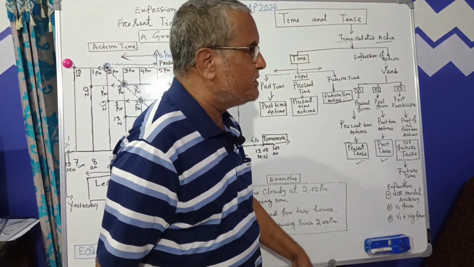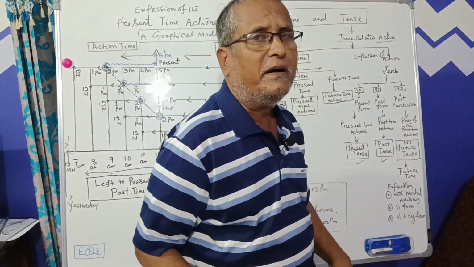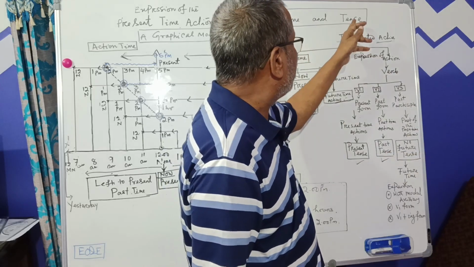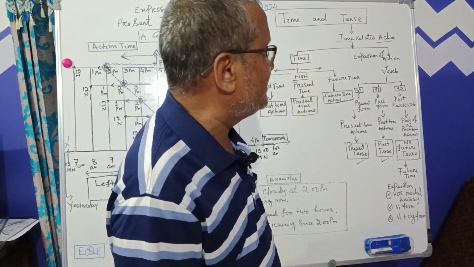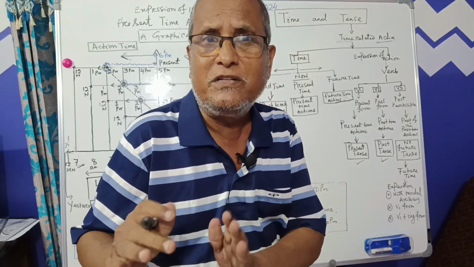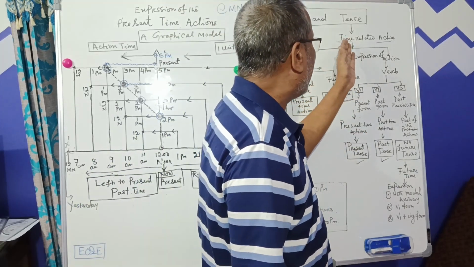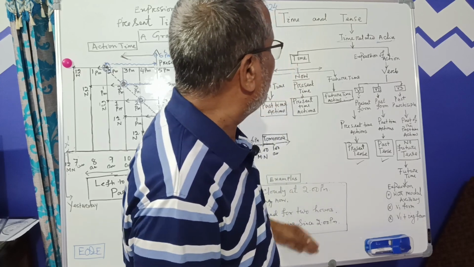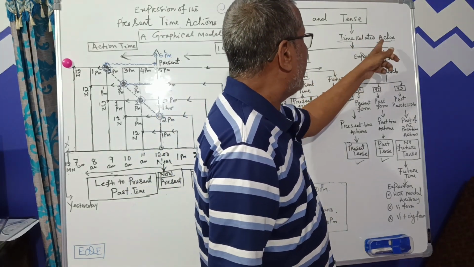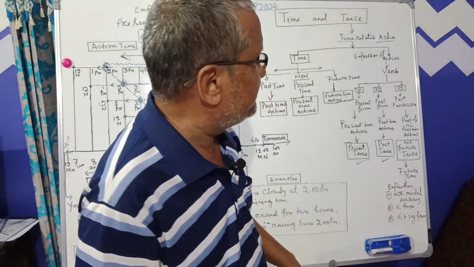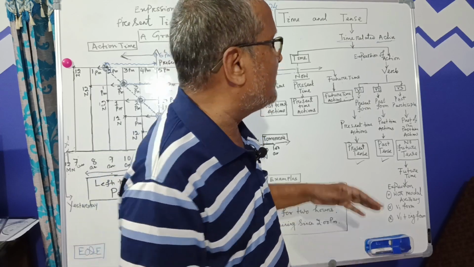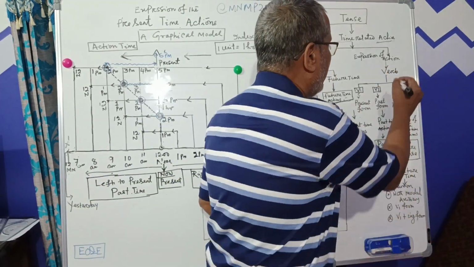Time and tense. Here, tense refers to time-related action. Tense refers to action, and action takes place with reference to time. That's why it is called time-related action. So you see, now we get two words, time and action. Let's explain. Action is expressed by a term or a word that we call a verb.